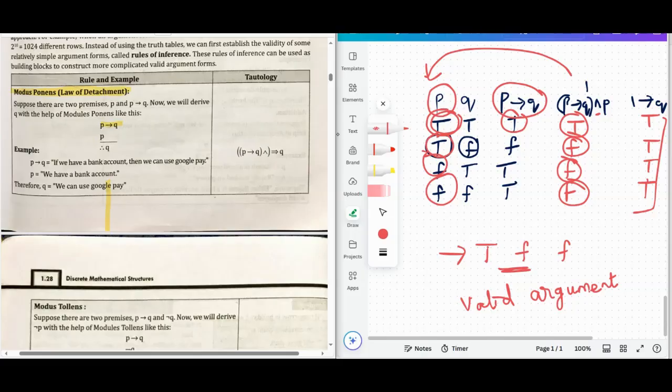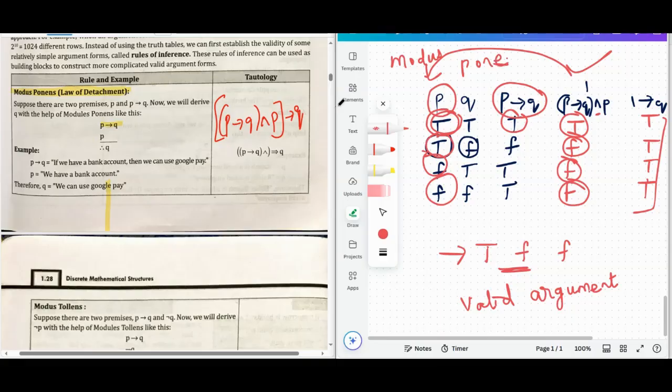That will be here P implies Q and P. It is P implies Q and P will give you Q. This is the same example that I have explained here. This is an example for modus ponens law as well.